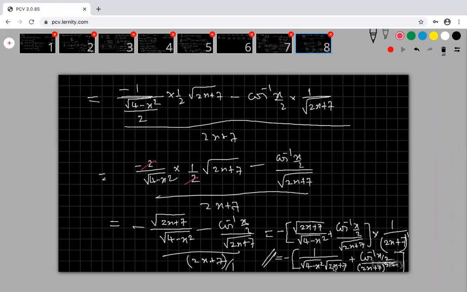That is root of 2x plus 7. Here also 2x plus 7 the whole power half. Here 2x plus 7 the whole power 1. It will become 2x plus 7 the whole power 3 by 2. Are you okay?